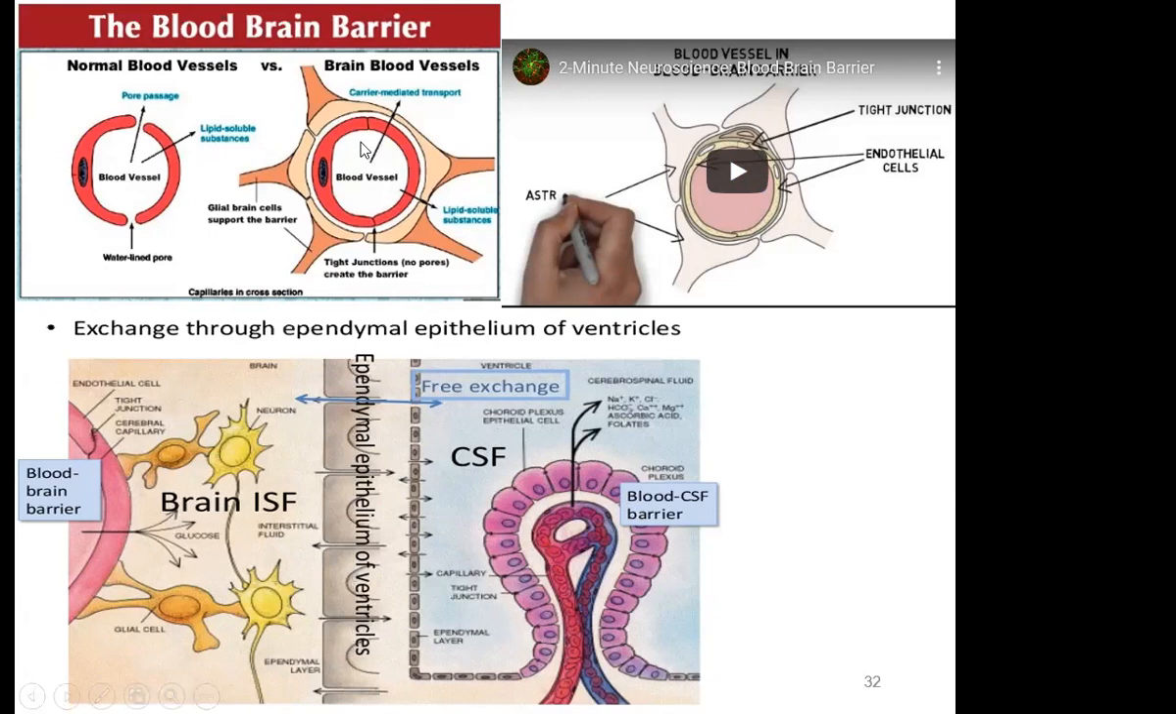So in the blood-brain barrier, it's the endothelial cells of the actual capillary that are really, really tightly regulating. It's those guards at the door that are like, no, you can't come in. But in the blood-CSF barrier, it's these ependymal cells that are creating these tight junctions that are being the guards that are saying, no, you cannot come in.